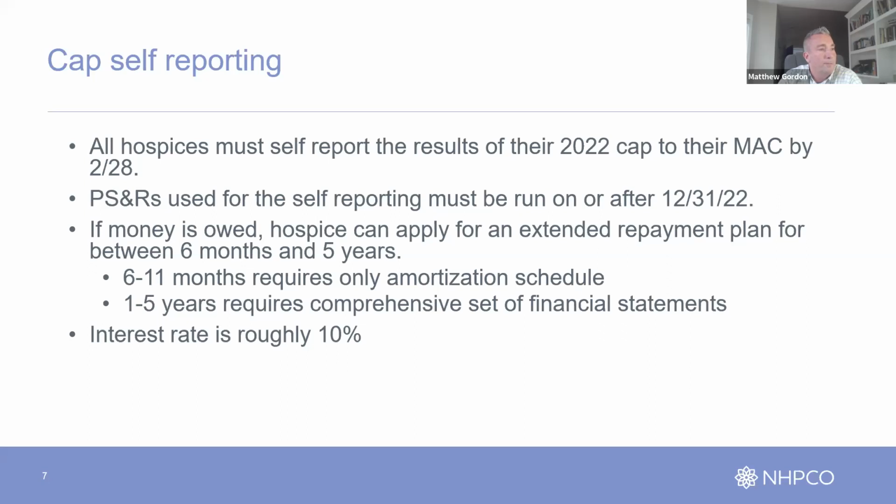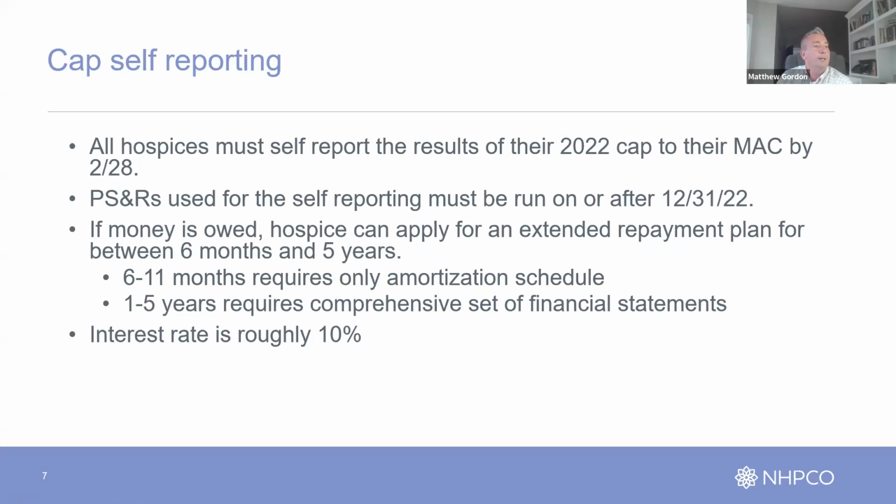This involves applying with Palmetto, filling out an application form, and depending on the length of the term you're seeking, some additional documents. For under 11 months, it's a very simple process. You really just send them an amortization schedule showing, if you ask for 11 months, for example, the amount owed, the interest rate, and then what your monthly payment would be for those 11 months. That's all you need along with the application.